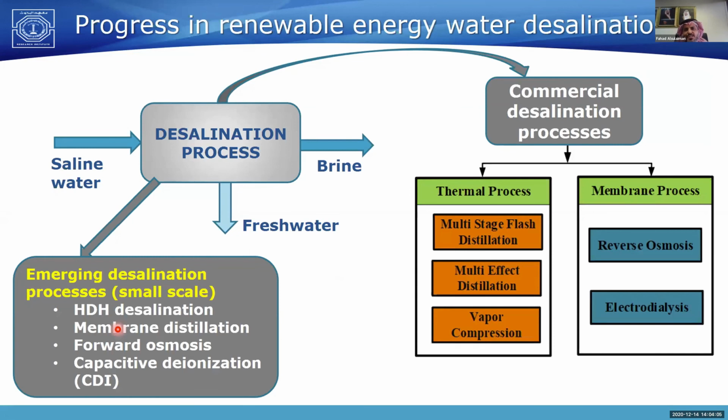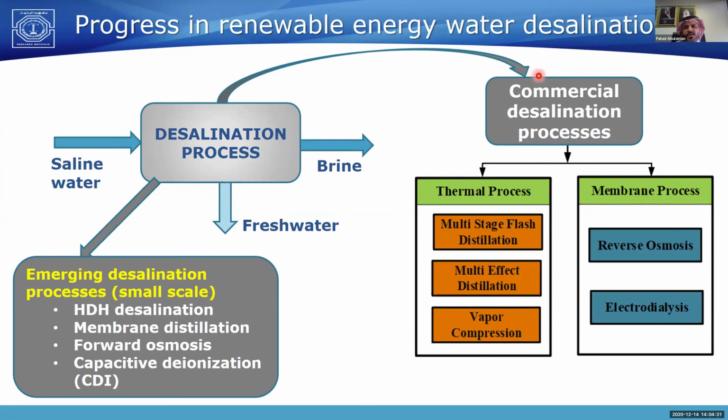Before we go through some examples or real applications of renewable energy desalination plants, I'll give a general picture about the technology. Briefly, you will have the input as saline water or brackish water. You need to desalinate it to get fresh water, and of course you will have some brine. And there are 2 options.